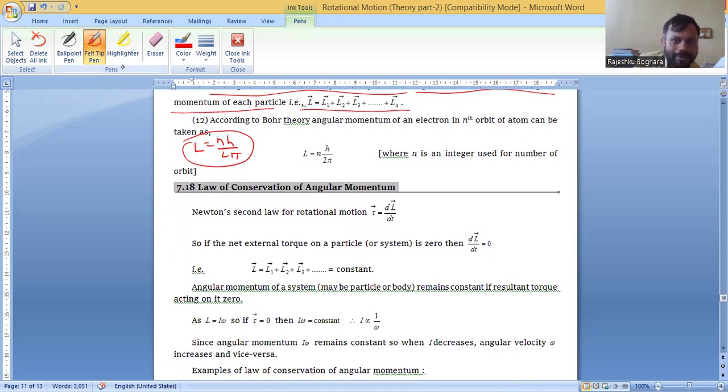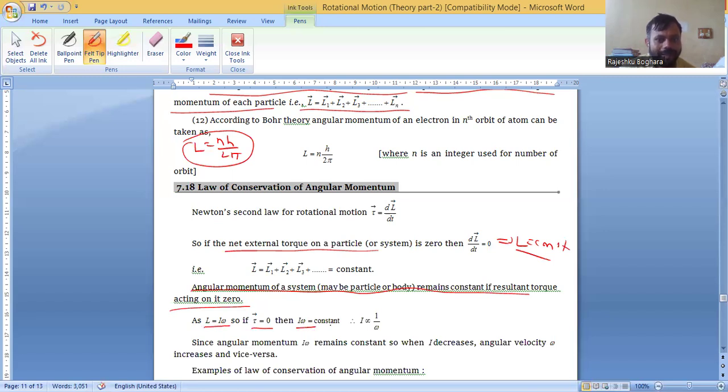Law of conservation of angular momentum. Here torque equals dL by dt. If the net external torque is 0, then dL by dt is 0, meaning L is constant. In a system, L equals L1 plus L2 plus up to Ln, which stays constant. So the angular momentum of the system, whether particle or body, remains constant if the resultant torque acting on it is 0. With L equal to I omega and torque equal to 0, I omega is constant, so I is proportional to 1 upon omega.